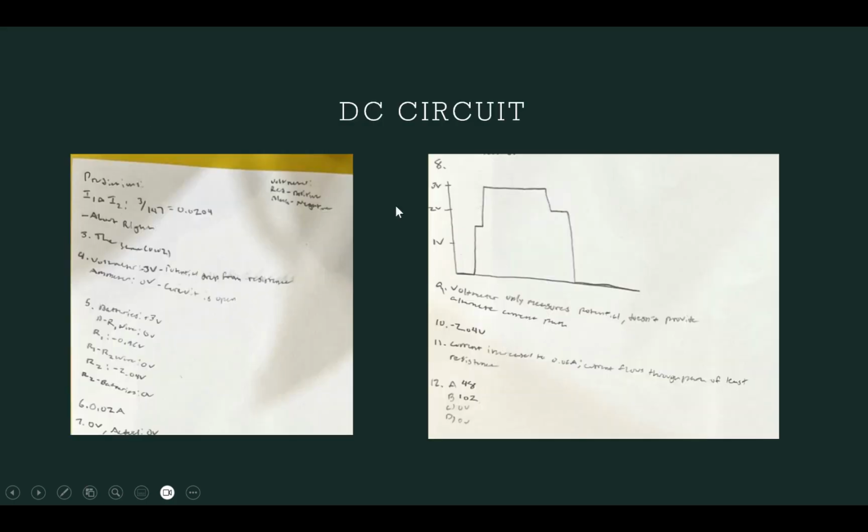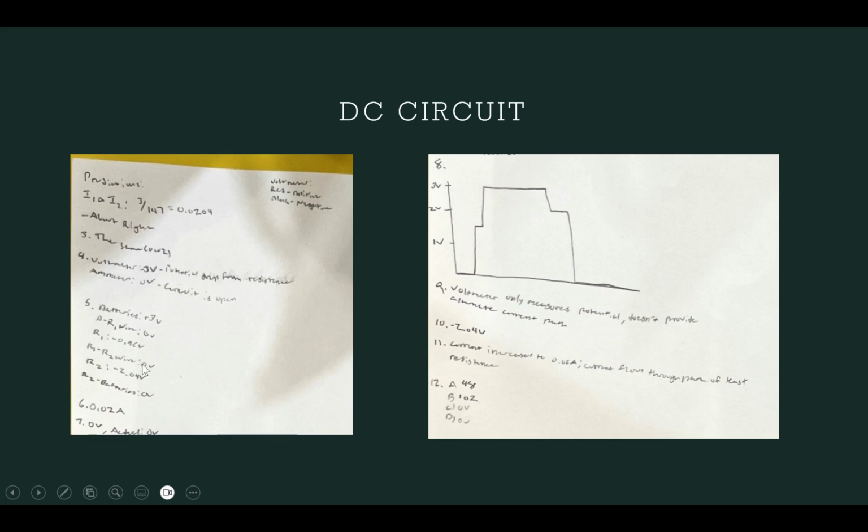For the DC circuit, my initial current prediction was 3 volts over 147 ohms to get 0.0204 amps, which was about right. And I used the voltmeter to look at electric potential differences. Where one of the ammeters was, I got -3. That's the potential drop from the resistance. And the other ammeter read 0 volts because the voltmeter doesn't provide an alternate path, so the current is none.